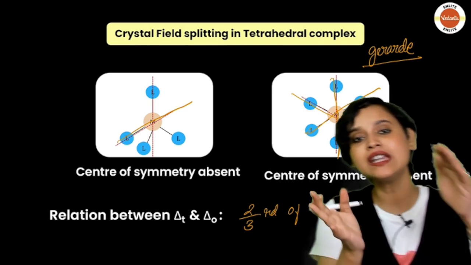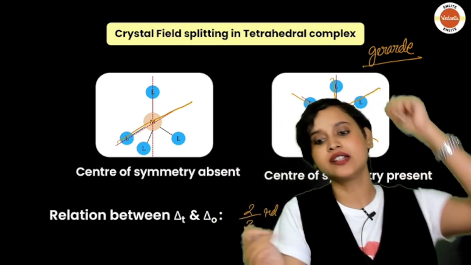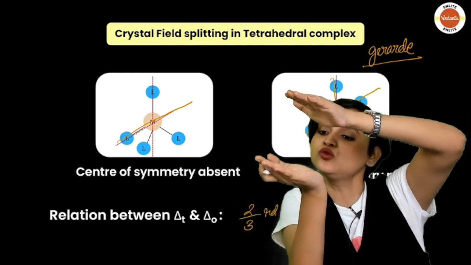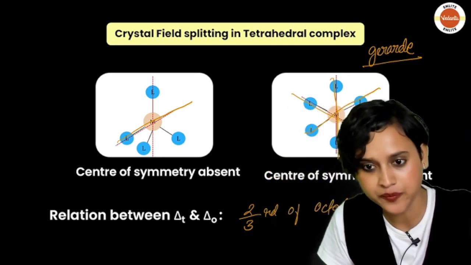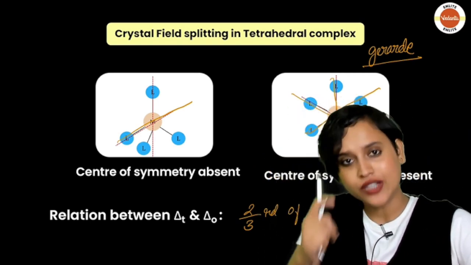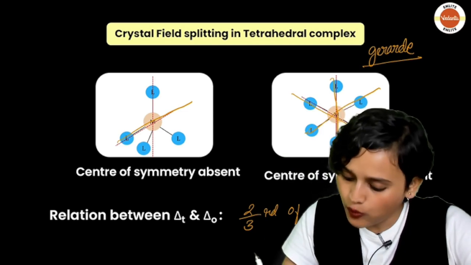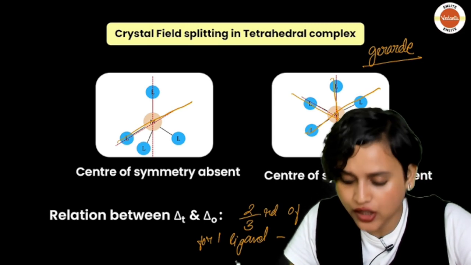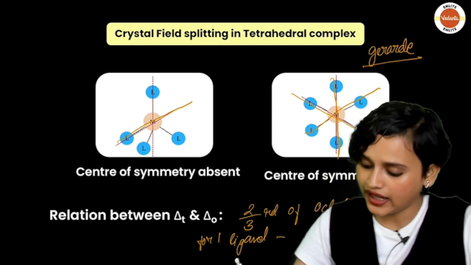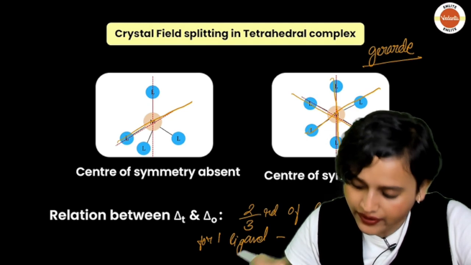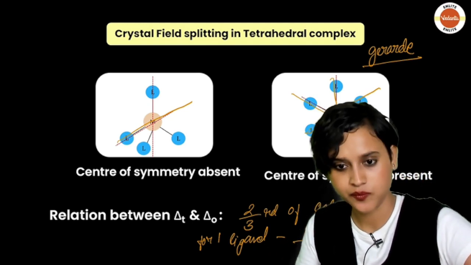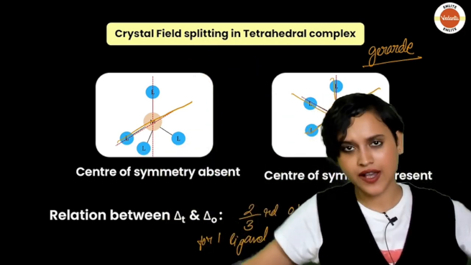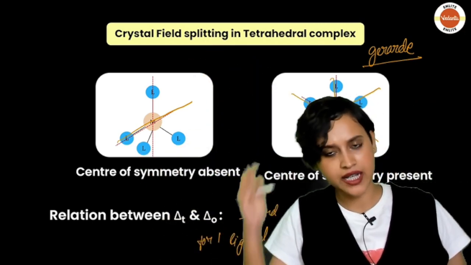That means the splitting in tetrahedral is less, whereas in octahedral it is more. Whatever is the splitting in octahedral, two-third of it happens in the tetrahedral. So for one ligand, what can I expect the splitting to be? For one ligand, I can expect it to be delta octahedral divided by 6, because octahedral has 1, 2, 3, 4, 5, 6 ligands. So delta O divided by 6.